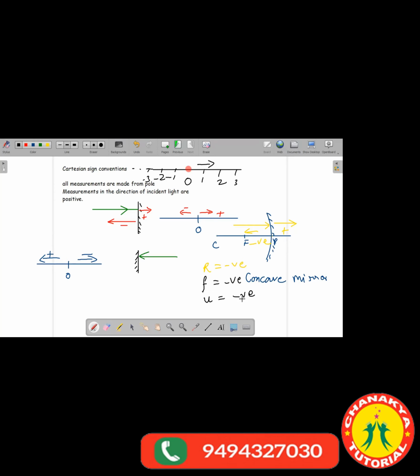And image distance can vary. If it is a real image, then image distance will be negative. If it is a virtual image, then image distance will be positive. So image distance can vary in the case of a concave mirror.